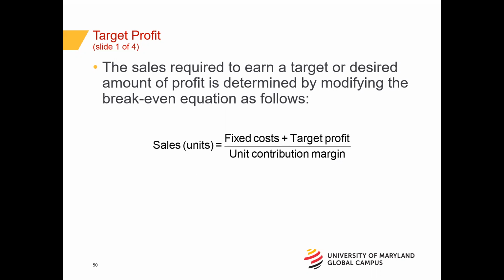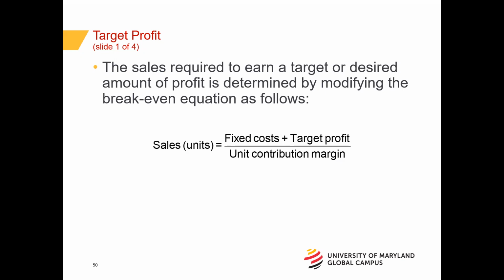Target profit is the desired amount of profit. This is how much I want to profit. This isn't how much I want to sell. This is how much I want to profit. This is how much walking money I want. This is my desired operating income, right? So my walking change.